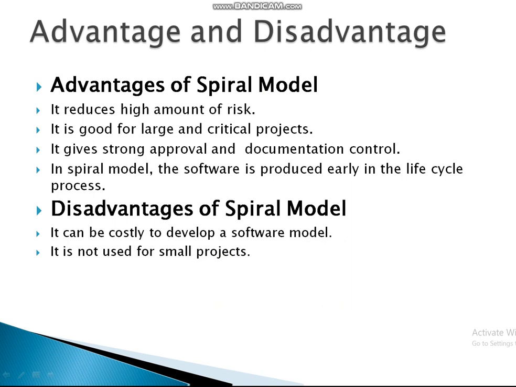So let's see the advantages and disadvantages. Advantage of spiral model: it reduces a high amount of risk. It is good for large and critical projects. It gives strong approval and documentation control. The disadvantage of the spiral model is that it can be costly to develop. It is not used for small projects, which is a great disadvantage.